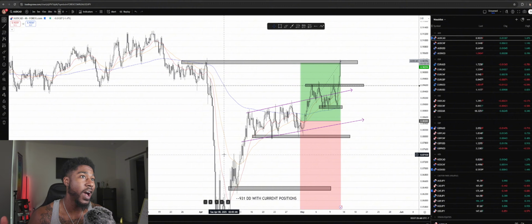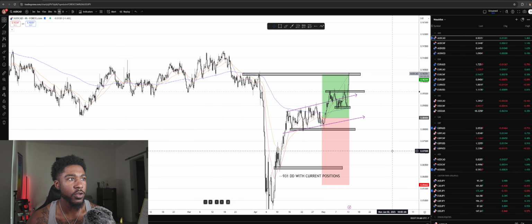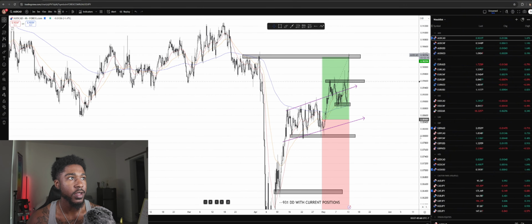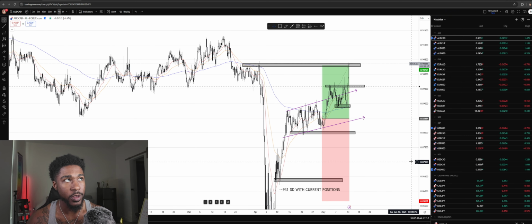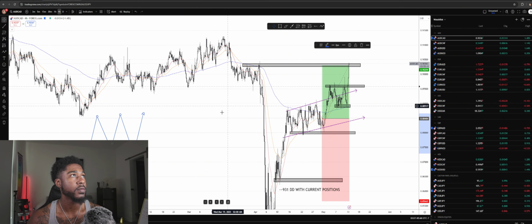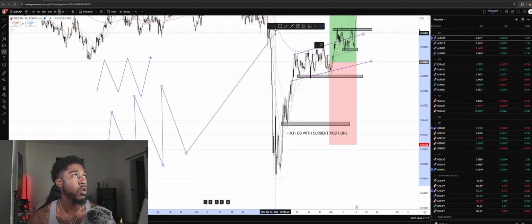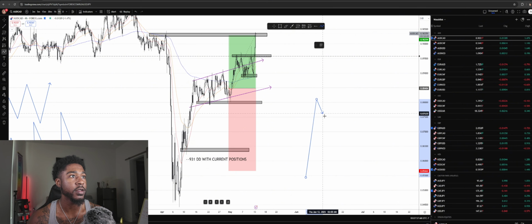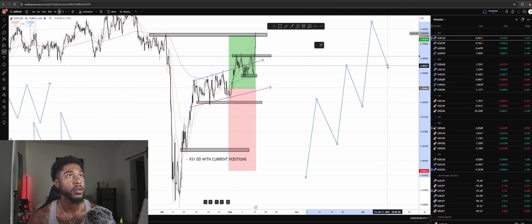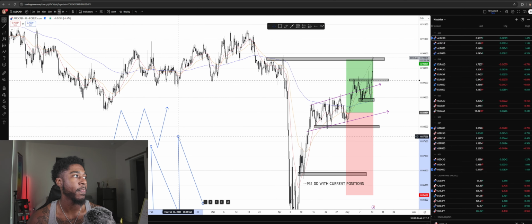All right, so here we have Aussie CAD, Australian dollar, Canadian dollar, and I just want to show y'all what I was looking at. For one, I just read basic market structure. What is market structure? That's identifying what type of market we are in. Are we in a range? Are we in a channel? Or are we in a trend? What I've come to realize is that we are in a channeling market.